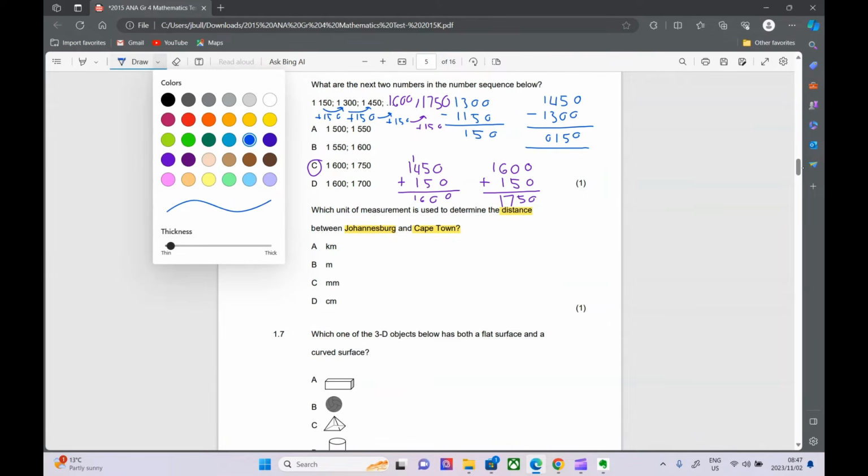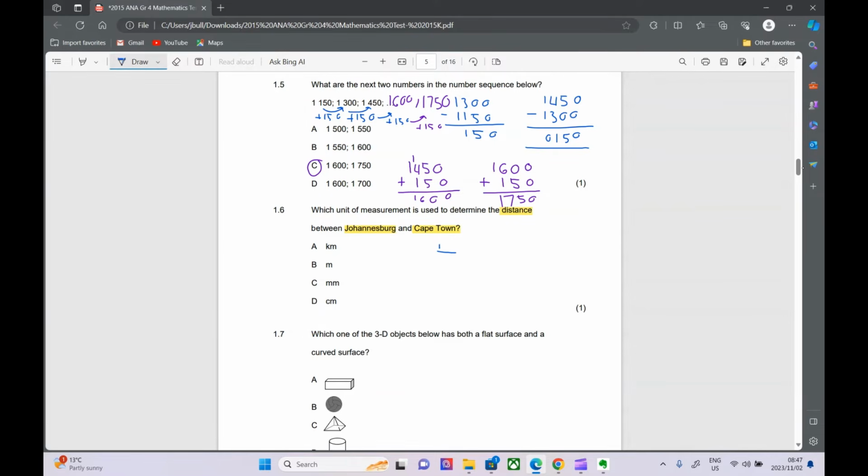How I like to try and remember these things is I would write down, okay, a millimeter is really short. Then we've got a centimeter, which is a bit bigger. Then we've got a meter, which is a bit bigger. And then we've got kilometers, which are even bigger. If I was measuring the distance between Joburg and Cape Town, I wouldn't use a millimeter because that's like the tip of a pencil. I wouldn't use a centimeter because that would be like a ruler. I wouldn't use a meter because you would measure the size of a person with that. So it would have to be kilometers, which is A.